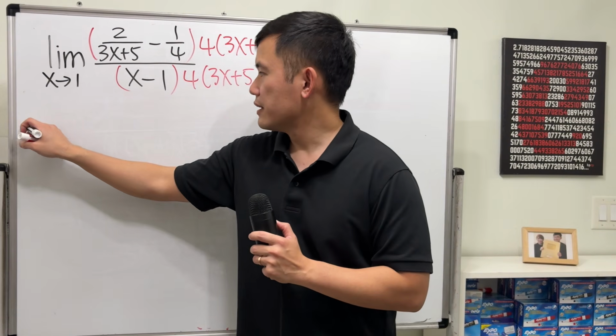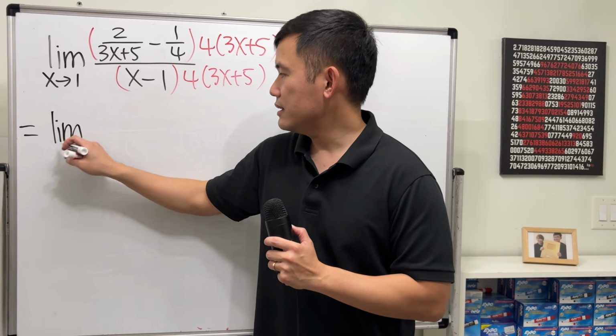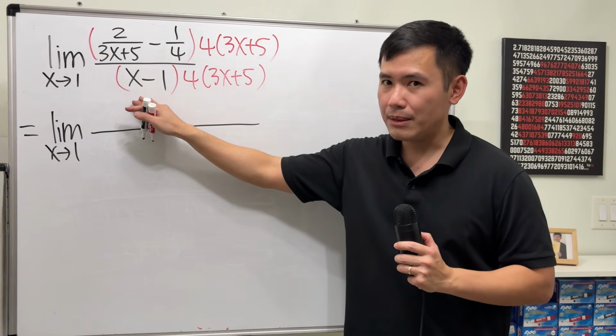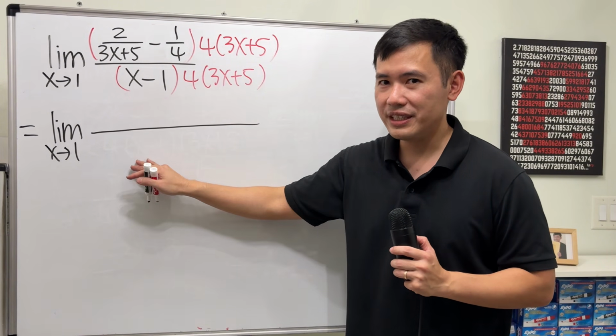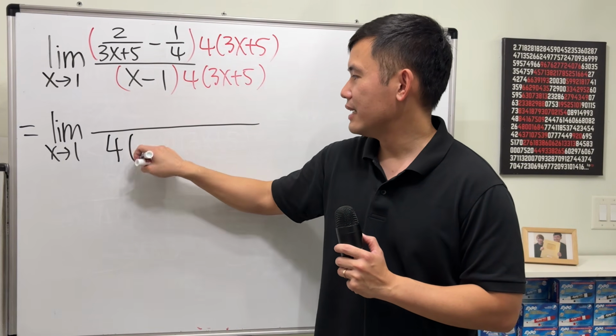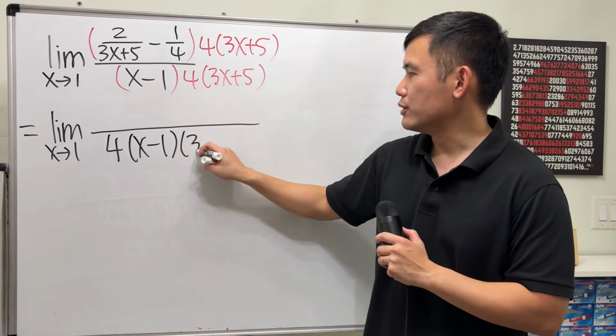So now, here's the deal. Still write down the limit as x approaching 1. Let me tell you, do not multiply out the bottom. Just write it down. Perhaps we can write down the 4 first, and then x minus 1, and then 3x plus 5.